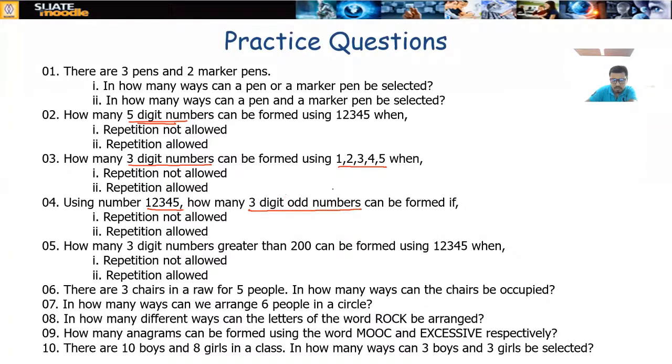What do you mean by odd numbers? Numbers which are not divisible by 2.